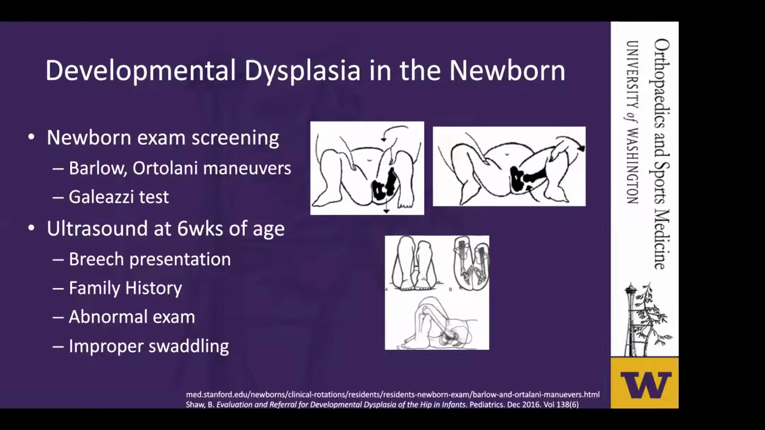Ultrasound screening is recommended at 6 weeks of age in all neonates that have breech presentation, a family history, an abnormal or equivocal exam, or if there's concern for improper swaddling techniques from the family.